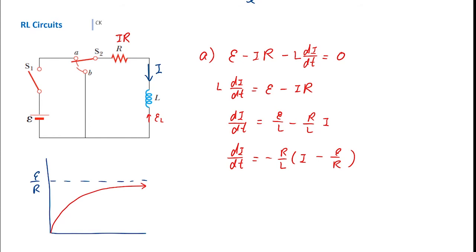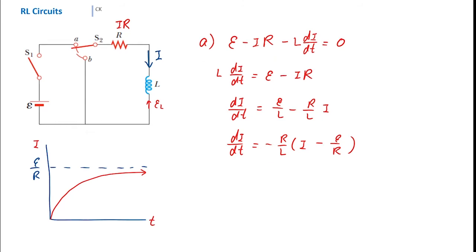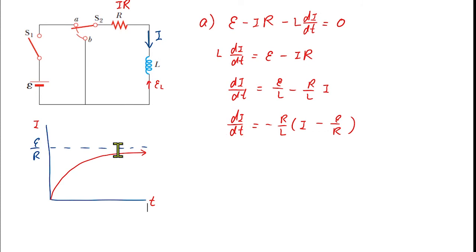Okay? Now I told you differential equations tell you a story, right? So the change of current, by the way, this is the current over time, your slope will be zero when this thing is equal to zero, when I is E over R, you get it? So we can almost predict this kind of behavior by just looking at the differential equation. But we'll separate the variables and integrate anyway.